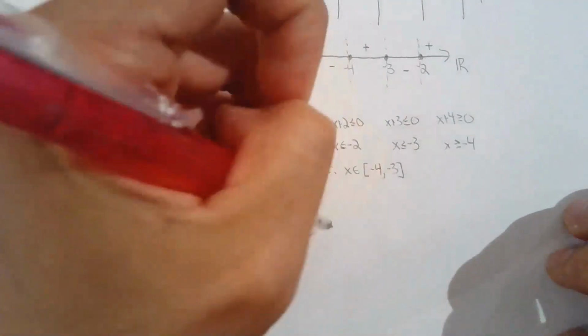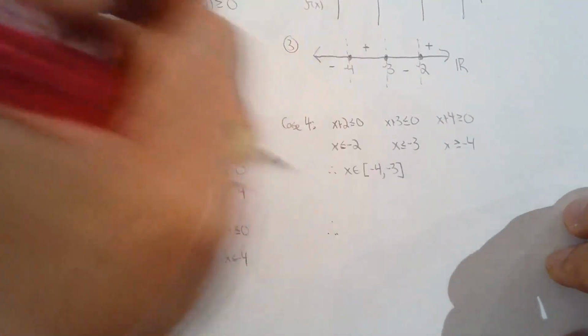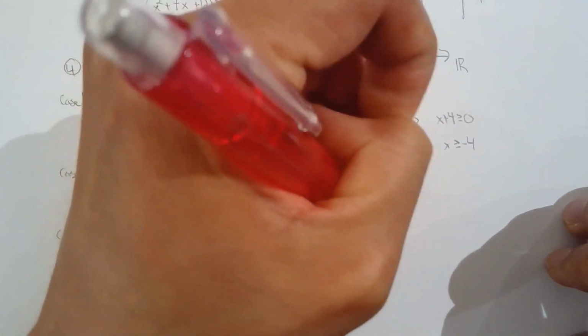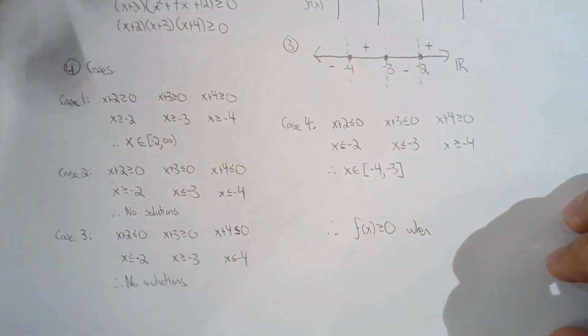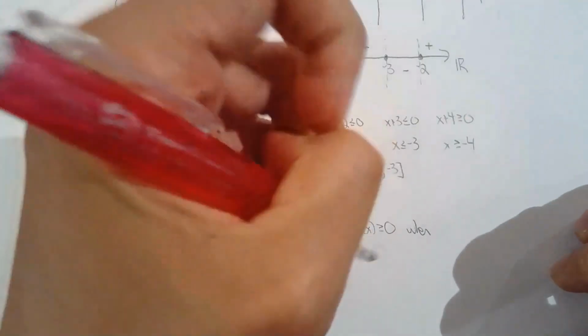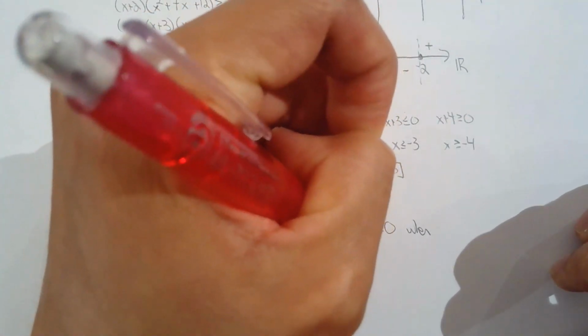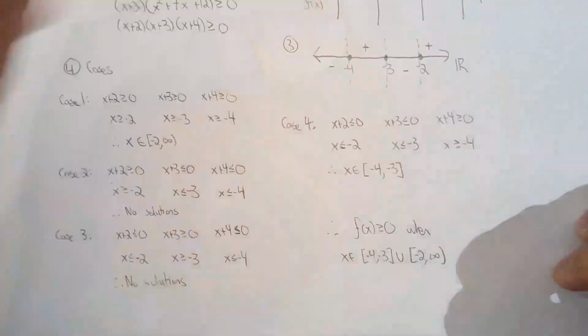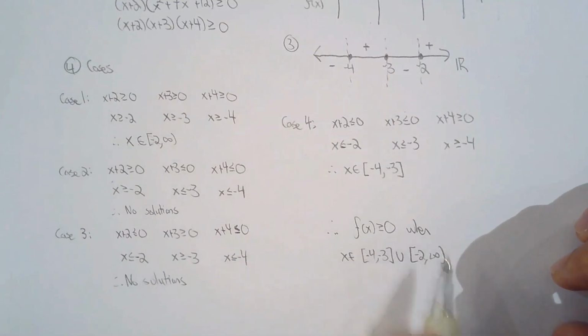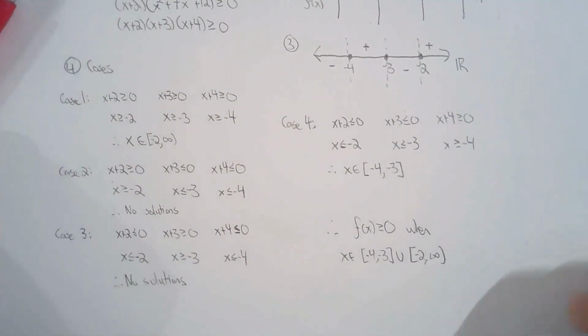Okay, so you know what? We should really do a therefore statement and say what's the answer. Therefore, f of x is greater than or equal to 0 when, no matter which method you use, you get the same answer. And x is from negative 4 to negative 3, or when it's greater than negative 2. Okay, so you would come to the same conclusion with any of the four methods that we tried.